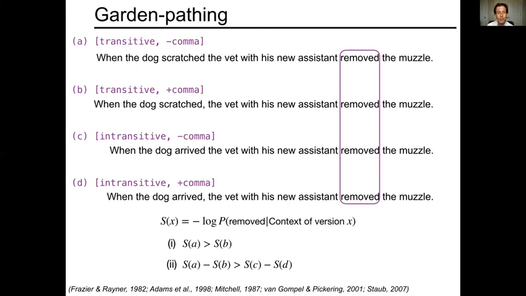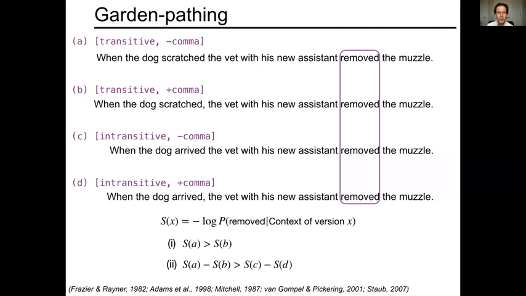changing the verb from "scratch" to "arrive," because you've now made the verb intransitive. So the second prediction is that S of A minus S of B is greater than S of C minus S of D. There's actually a third prediction that we can make here, which is that the surprisal of A is also greater than the surprisal of C. I won't note that explicitly on the slide, but keep in mind that prediction, because on the next slide, you'll see that that one also turns out to hold for these models.